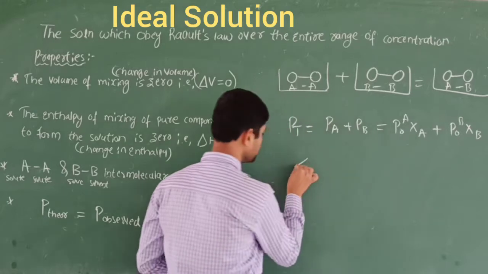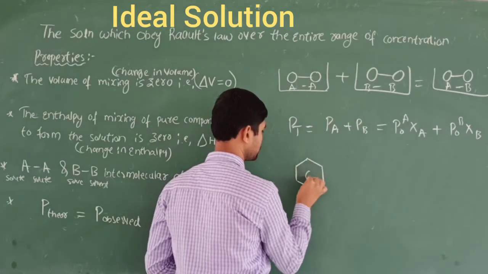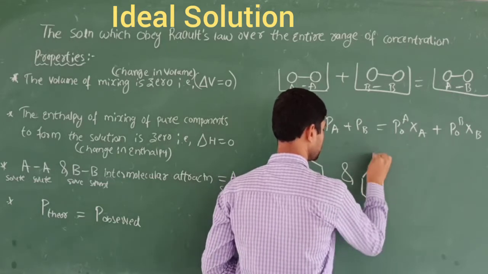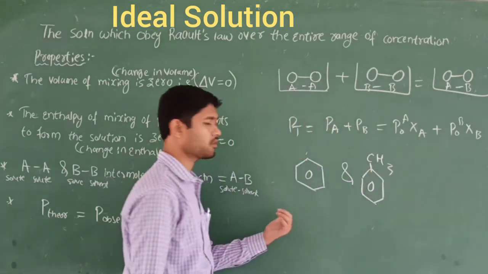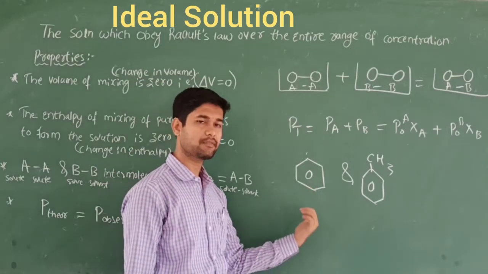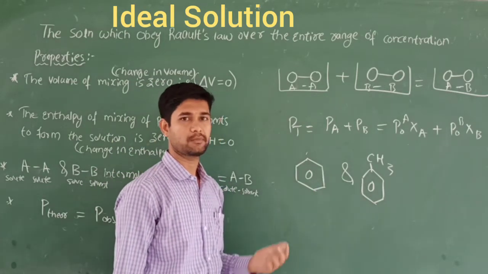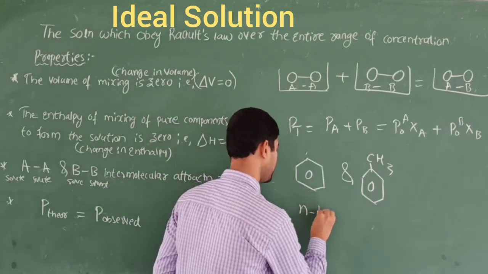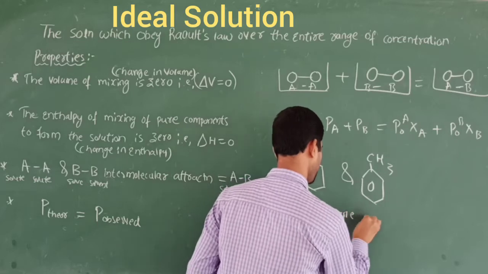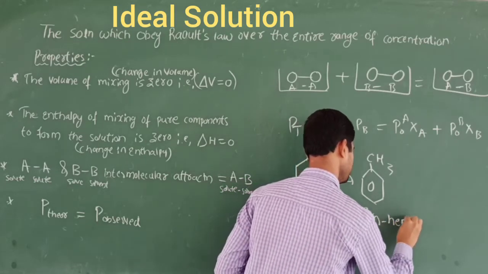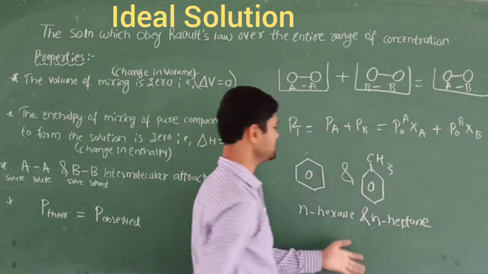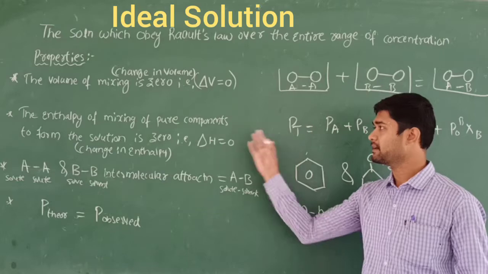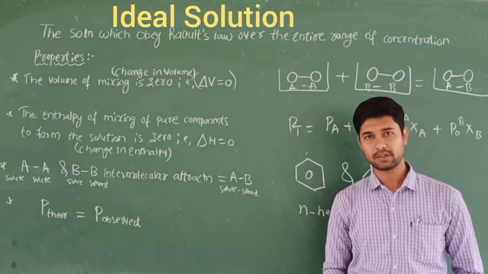Let's take an example for these ideal solutions. That is nothing but benzene and toluene mixtures. So this is toluene and this is benzene. Here solute is nothing but liquid and solvent is also liquid, because we are going to discuss liquid solutions. And also one more example, that is n-hexane and n-heptane. So these solutions come under the ideal solutions. These are the important properties of the ideal solution.